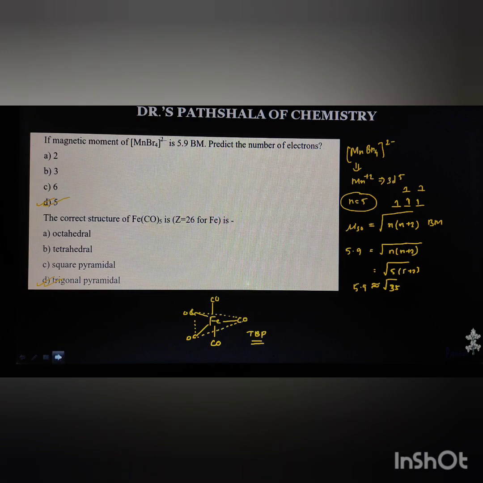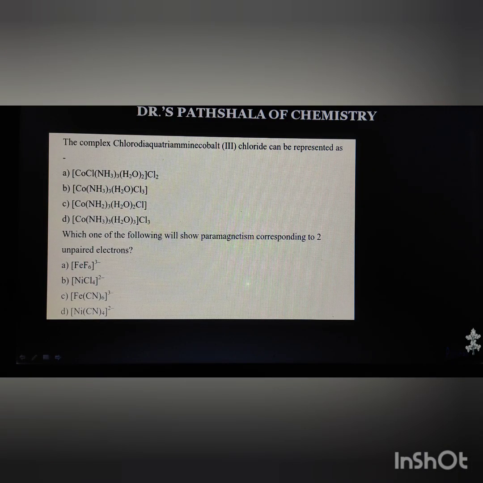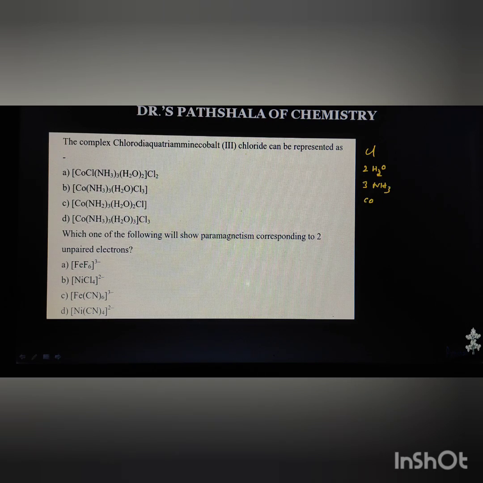Next, the complex chlorodiaquatriamminecobalt(III) chloride can be represented as. This is a question from IUPAC nomenclature. Chloro-diaqua means there must be the presence of one chlorine and diaqua, that is, 2 water molecules; triammine means 3 ammonia molecules; and 1 cobalt, which is in the +3 oxidation state. And there must be a chloride outside the bracket.